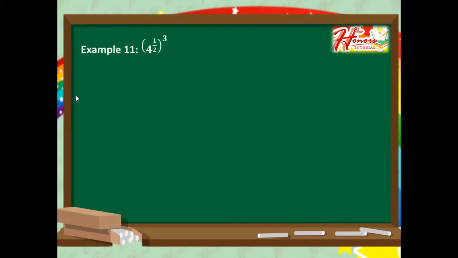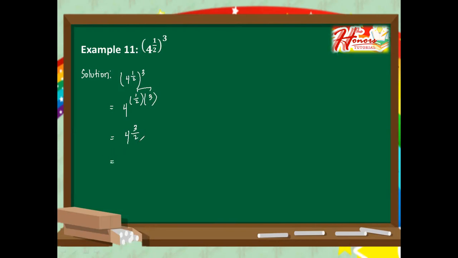We have here 4 raised to 1 half raised to 3. So let's have the solution. Copy the given first. That's 4 raised to 1 half raised to 3. Since we have here an exponent which is outside the parentheses, what you are going to do is to copy the base and multiply the exponents. So that is 4 raised to 1 half times 3. Copy the base, which is 4, and then multiply the exponents. 1 times 3, that's 3. And then copy the denominator, which is 2.